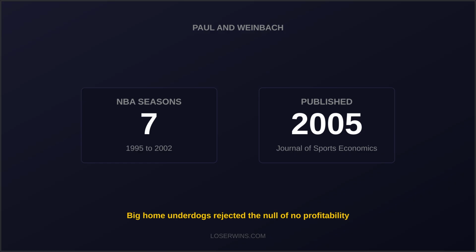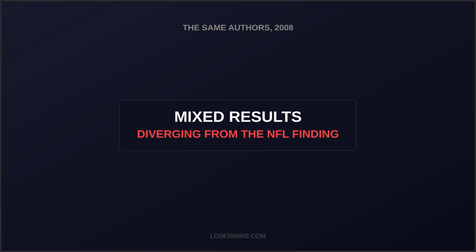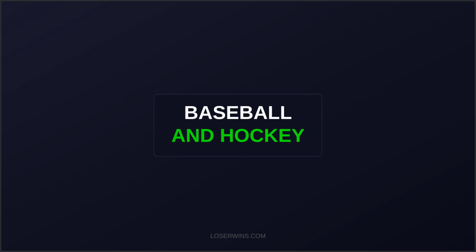Set against it, the same two authors took Levitt's price-setting model to NBA data in 2008 and got mixed results, diverging from the NFL finding. Both papers are old, and the league inside them has since changed its pace and its rest patterns. The 2005 result is the strongest evidence on this page, and it still isn't strong enough to trust it holding today. Next, baseball and hockey.